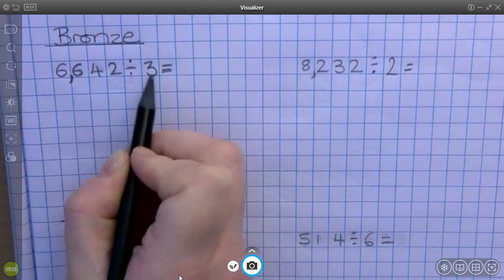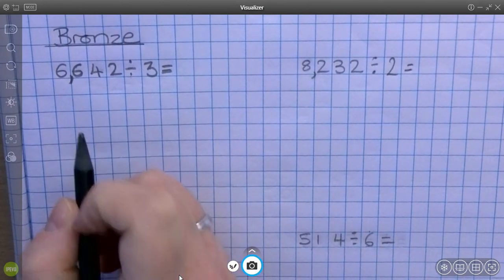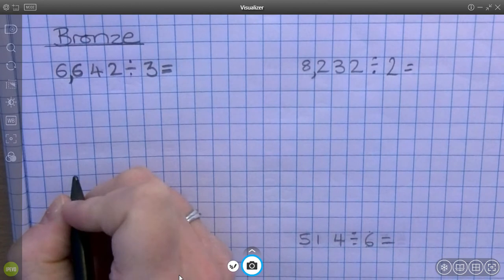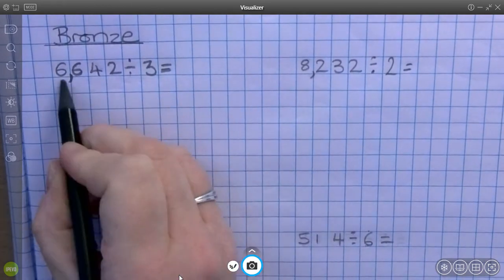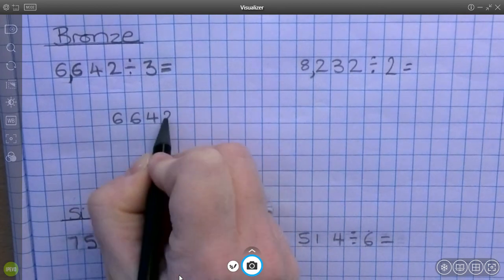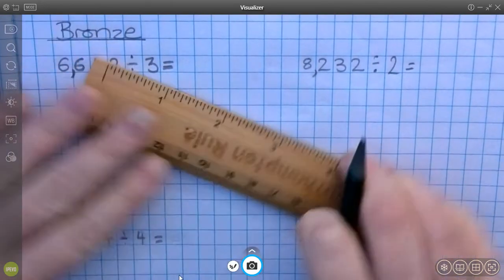6,642 divided by 3. I cannot work it out like this. You need to put it into a bus stop method. Okay? So like I said, my dividend, my big number, is going to go inside my bus stop. I'm going to draw my bus stop around it.